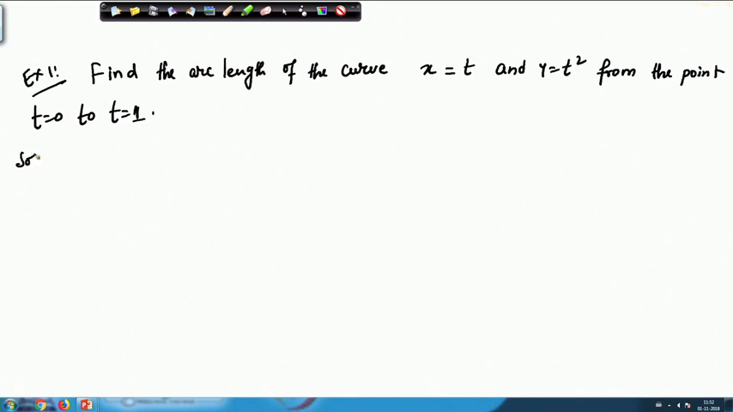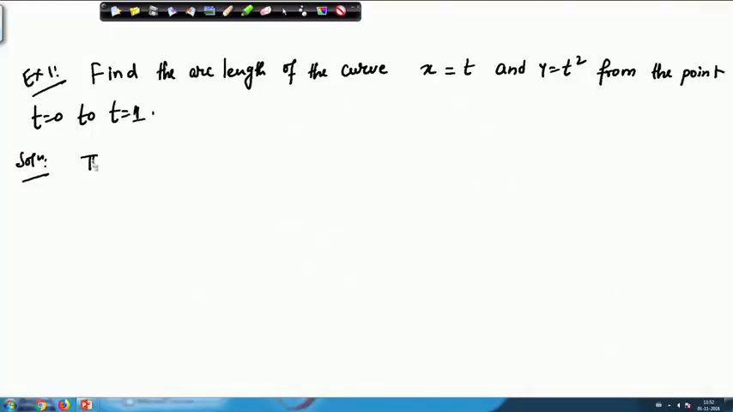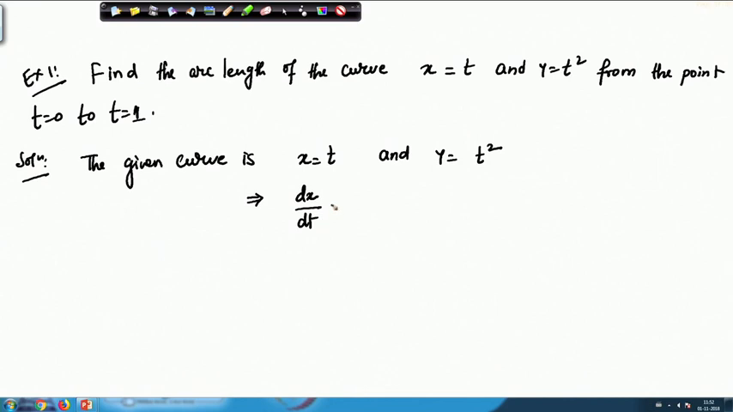Alright. If we are already given the curve and the points where we need to do the integration, then we do not need to draw the curve, because we are already provided enough information to perform the calculation of the arc length. So here the given curve is x equals t, and y equals t square. From here we can write dx/dt as 1 and dy/dt as 2t.